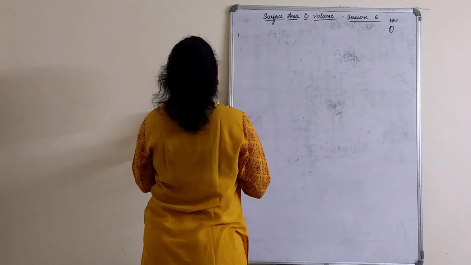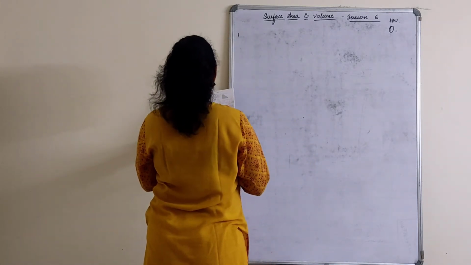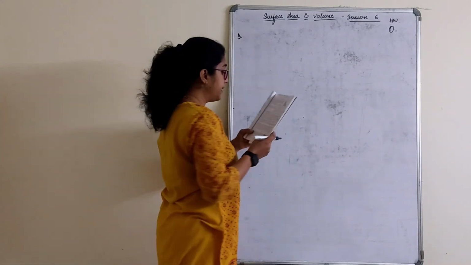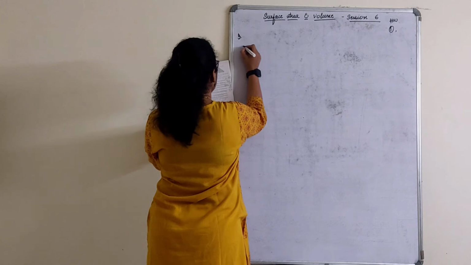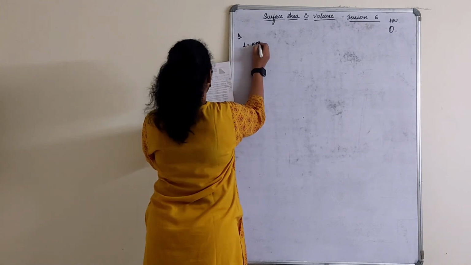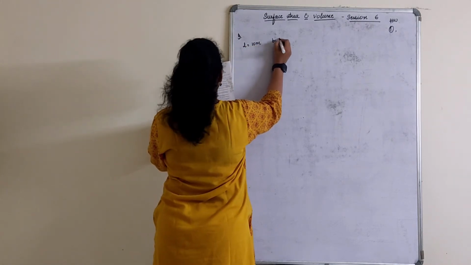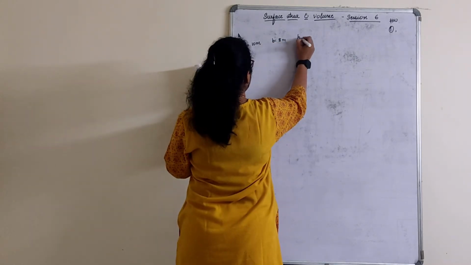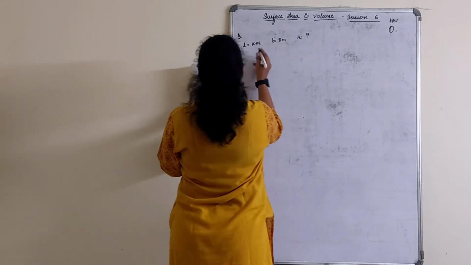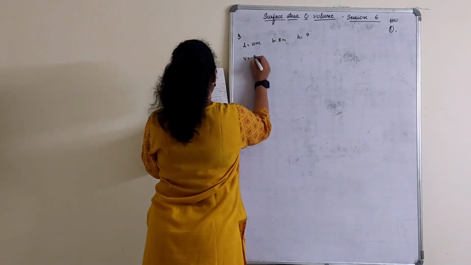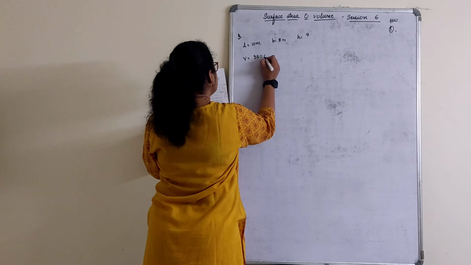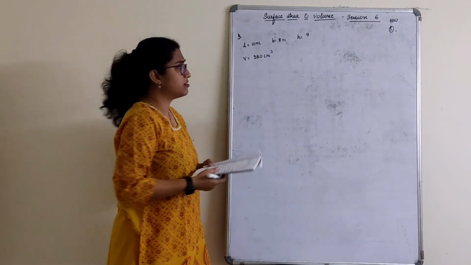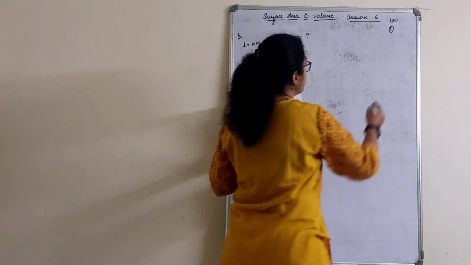A cuboidal vessel. This also, only the given part I will write, remaining you have to do it, is 10 meter long, 8 meter wide. How high it must be, that is, the height you have to calculate, if it can hold, volume is given, 380 centimeter cube of water. Can you find it? Substitution method, simple. Okay. So third one is for homework, children.